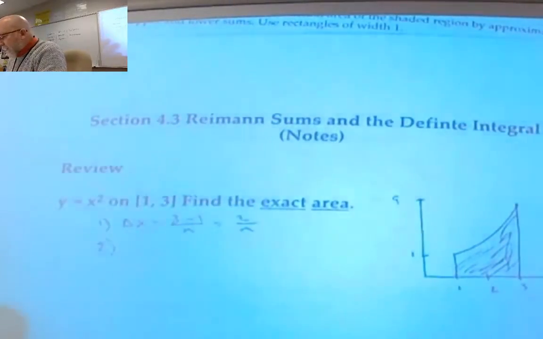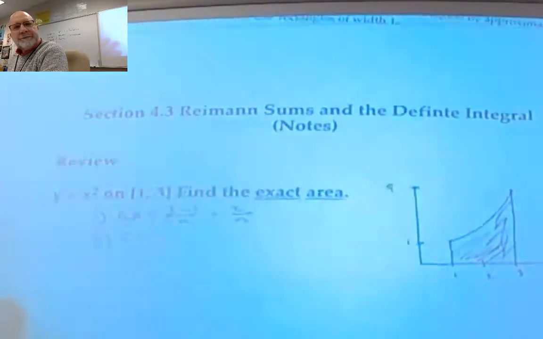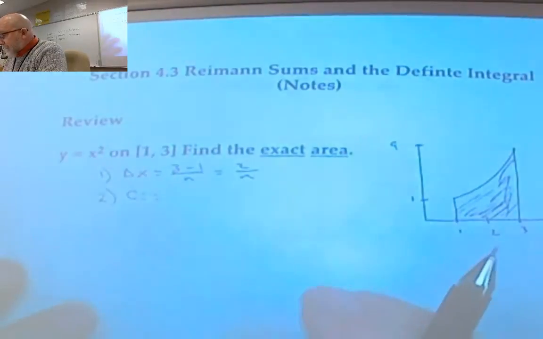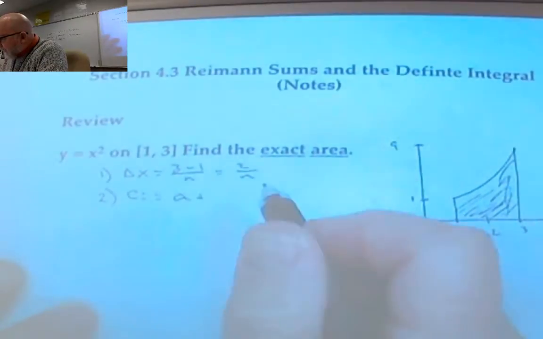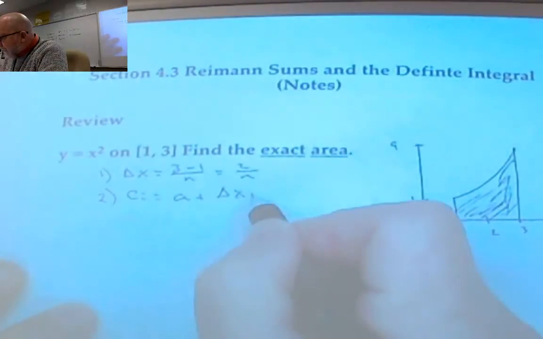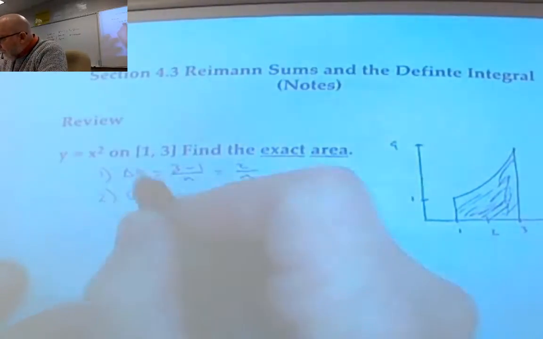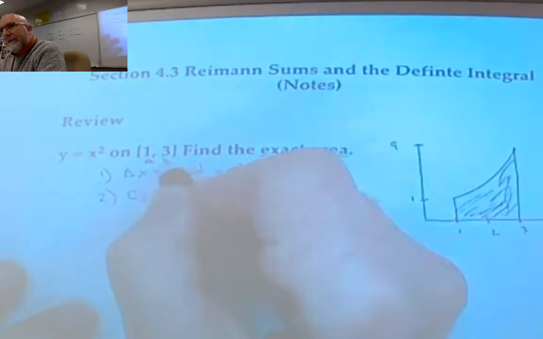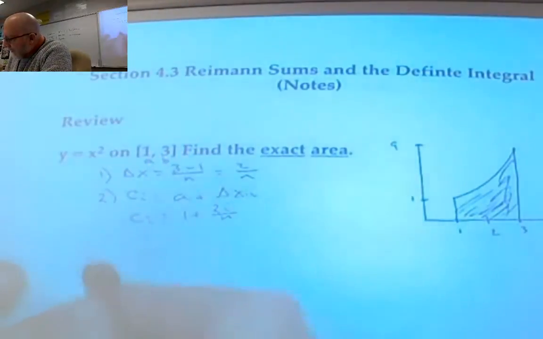Okay? What's the next thing I look at? C sub I. And what is that going to be? Want me to give you a hint? Okay, I'm good at giving hints. A plus delta x times I. And we go in alphabetical order. A, B. I'll even give you that hint. 2I over n? Yeah. Is that what you said? Perfect.